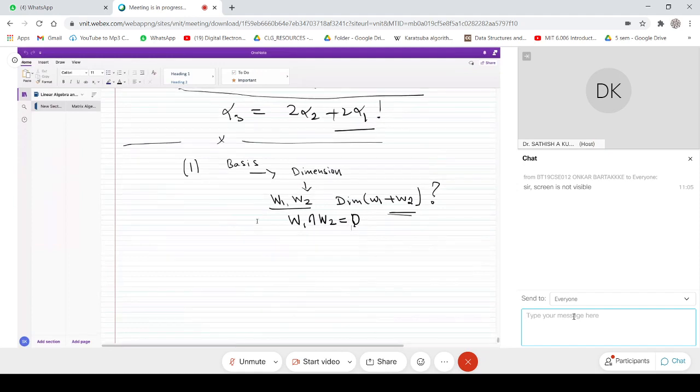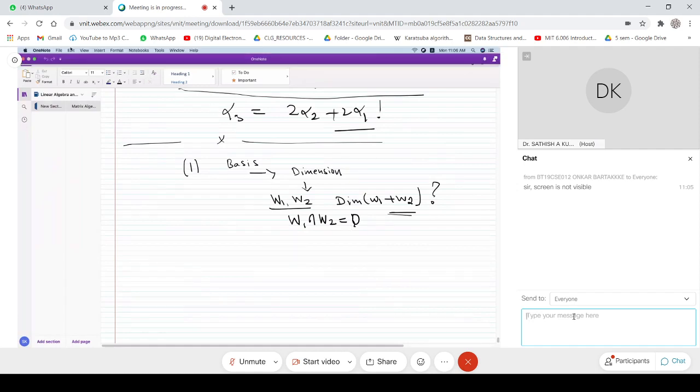Okay, so last class we had written these things. So basis and dimension. Based on that, we are going to discuss the dimension of two subspaces W1 and W2, and then what will be the dimension of W1 plus W2. This will be the final conclusion in this chapter. That's what I told you in last class.